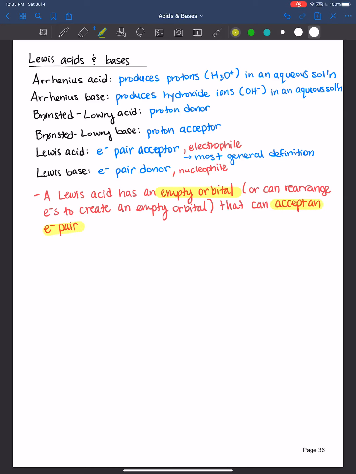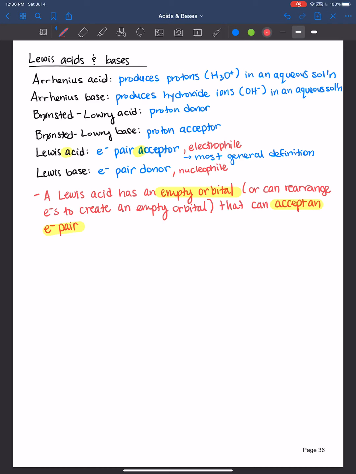Another thing that would always help me to remember this definition is I look at Lewis acid and I see acid starts with A and acceptor starts with A. And so that always helped me as a student to remember Lewis acid is an electron pair acceptor. The only way it can accept an electron pair is if it has an empty orbital to do so, or can rearrange to accept the electron pair.